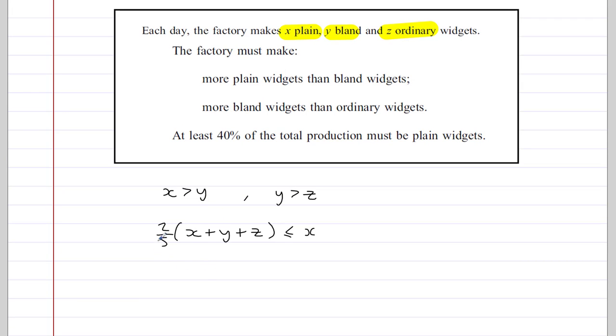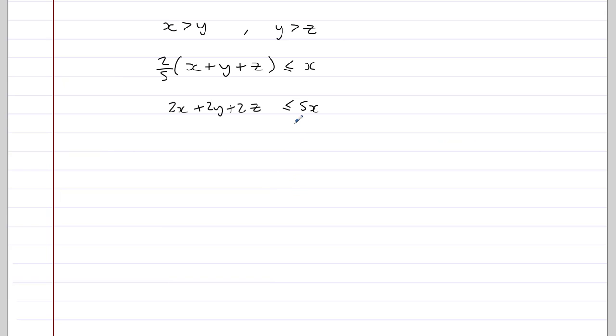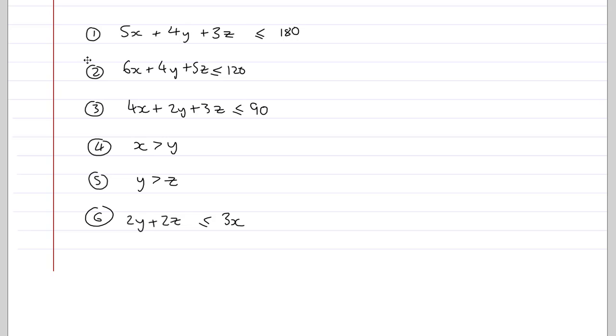Next we need to simplify. We can multiply up by the 5 on the right hand side, which gives us 5x, and then multiply out the brackets by 2, giving 2x plus 2y plus 2z. Subtracting 2x from both sides gives us 3x on the right hand side and 2y plus 2z on the left hand side. To finish off, I've listed all the 6 inequalities at the bottom, separated out so it's easy to see where they are within the working out.